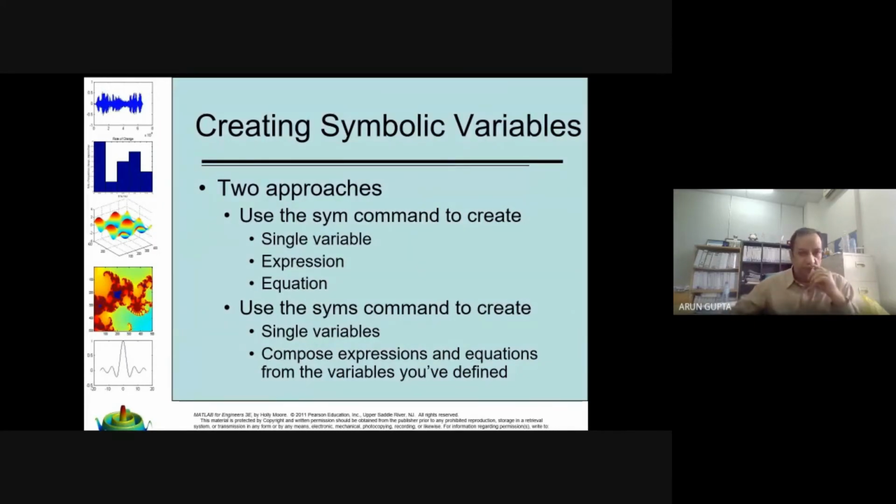Actually, previously MATLAB used SYM, and later on SYMS. So you need to check which version of MATLAB you are using. Either SYM or SYMS is used to solve symbolically.